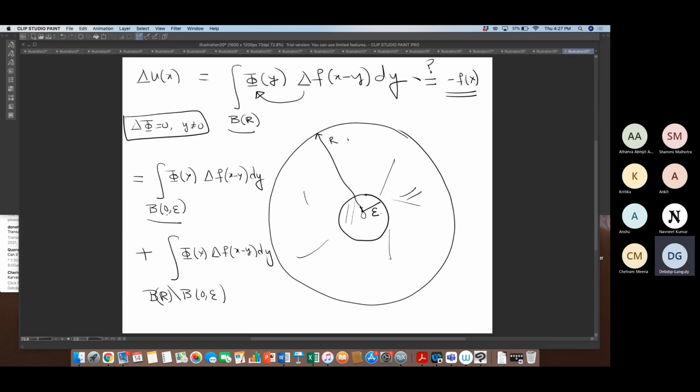So this integral is equal to the integral over B0 epsilon plus the integral over the annulus. Agreed? Agreed or not? Yes. Okay. This I name I1. This I name I2.